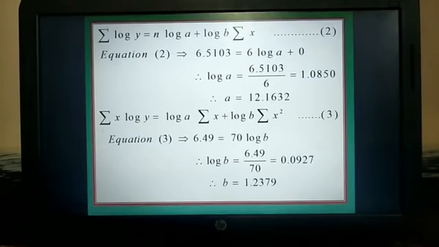Similarly, B can be calculated using the second normal equation, which we had given as equation number 3. So summation of x log y is equal to log A summation of x plus log B summation of x square. That was the second normal equation, which we had given as equation number 3. So equation number 3 implies sum of x log y we have calculated to be 6.49.